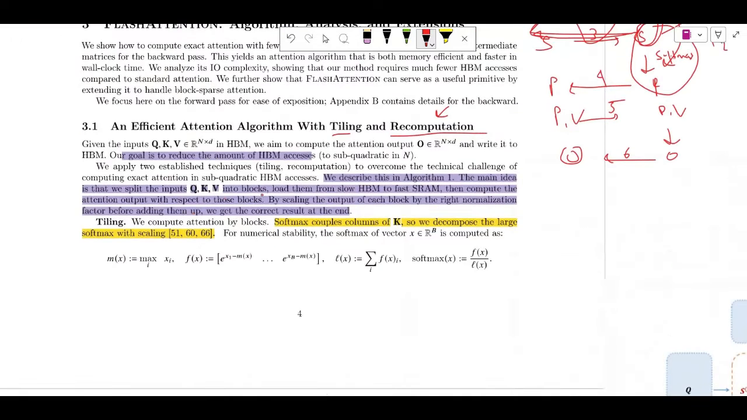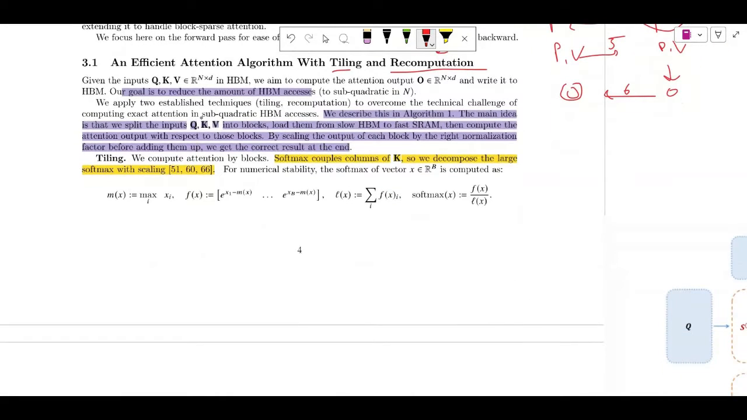Why are we chunking this into blocks? It is because we can't feed Q, K, and V into the SRAM in one go because it is huge. So we have to chunk Q, K, and V into blocks, and for each block, we'll perform the entire computation in the SRAM and then write it back. So it might look very easy: you just chunk it and do the computation.